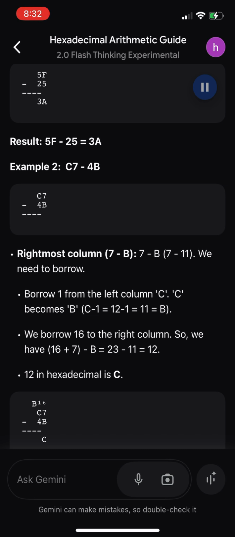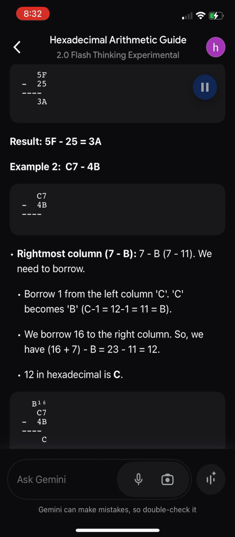Left column, 2 times 4 plus carry over. 2 times 4 plus 2 equals 8 plus 2 equals 10. 10 in hexadecimal is A. Result: A8. 2A times 4 equals A8.